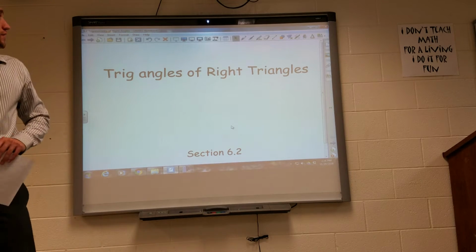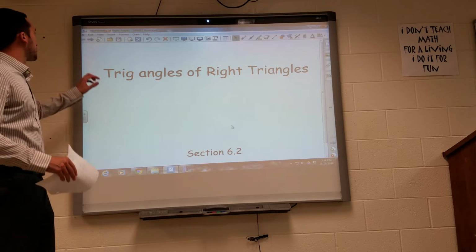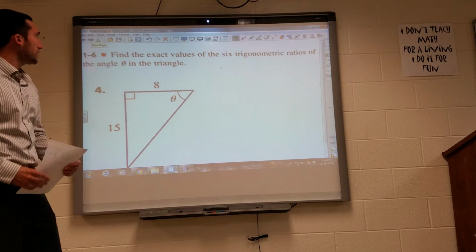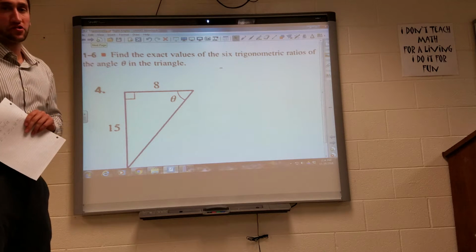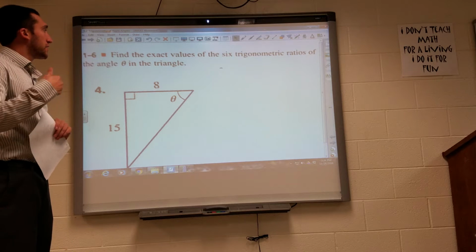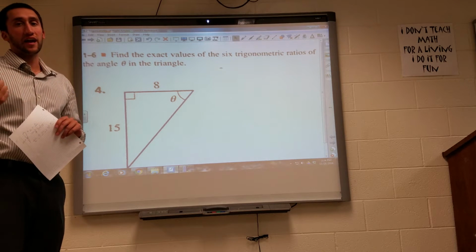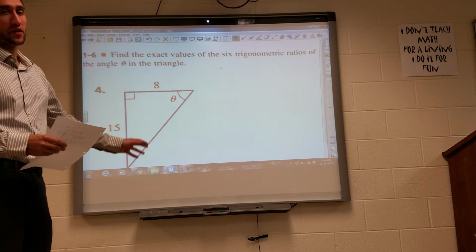Hello everyone, today we're talking about trig function of right angles, section 6.2 in our book. First they want us to find the exact values of the 6 trigonometric ratios. Those are just the sine, cosine, tangent, cosecant, secant, and cotangent. They want you to find all 6 of those from the given information.